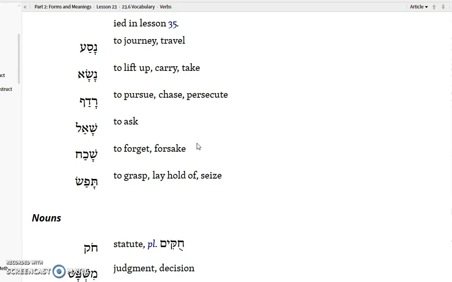Sha'al is to ask. Shakach is to forget or forsake. And that's so hard to pronounce, I find it easy to forget. Shakach. And then tafas is to grasp or lay hold of or seize. I always thought of something too fast to grab. Tafas.